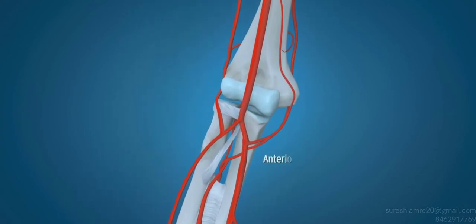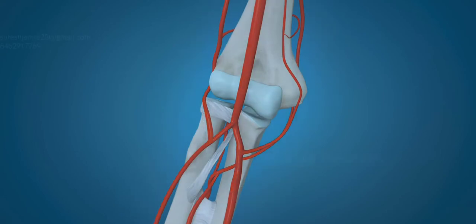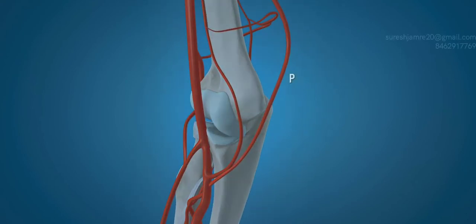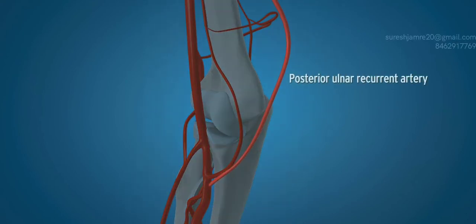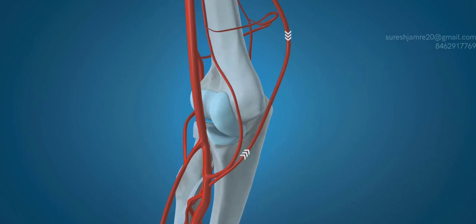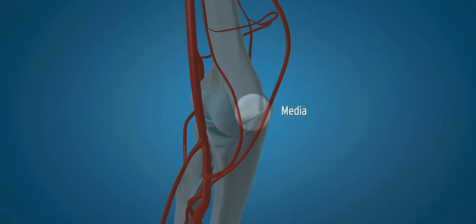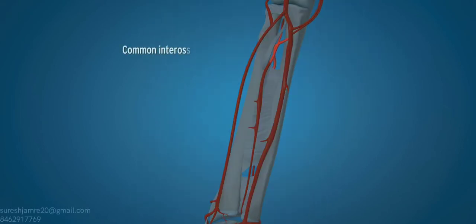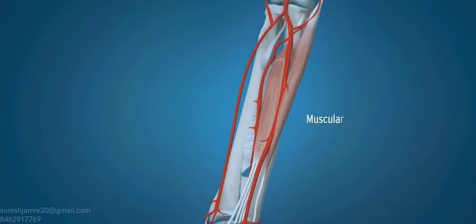Branches. Anterior ulnar recurrent artery. It passes upwards and anastomoses with the inferior ulnar collateral artery in front of medial epicondyle of humerus. Posterior ulnar recurrent artery. It anastomoses with the superior ulnar collateral artery behind the medial epicondyle of humerus. Common interosseous artery. Muscular branches to the muscles of medial side of forearm.